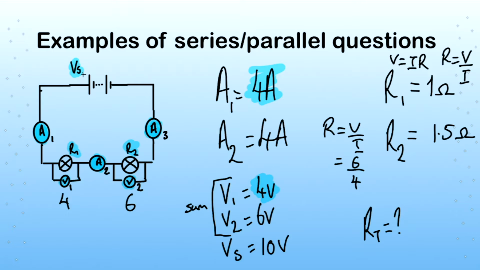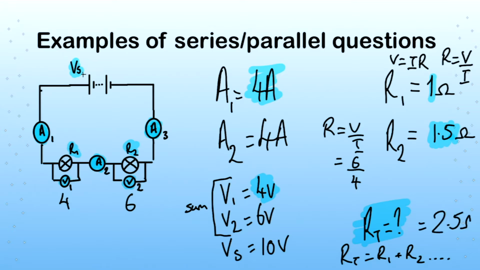And the final little question that we can solve here is RT, the total resistance. Remember that RT is equal to R1 plus R2, and so on. Here we've only got 2 resistors, so if we add up the total resistance there, we've got a resistor of 1 ohm and a resistor of 1.5 ohms. That makes RT equal to 2.5 ohms.